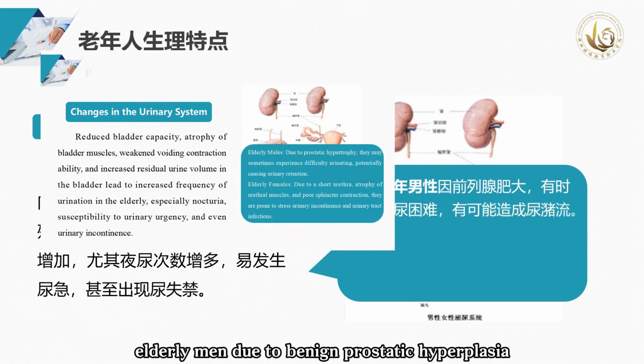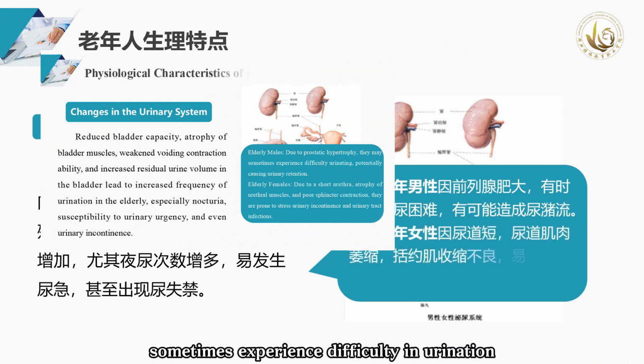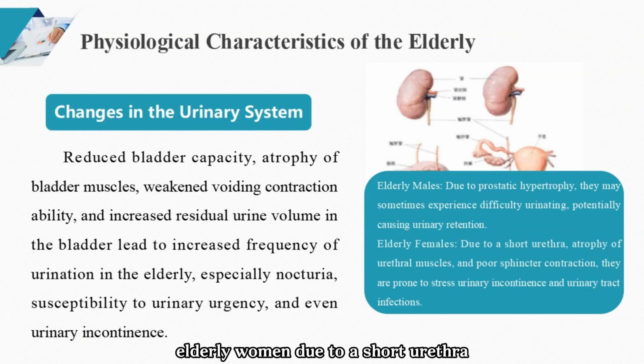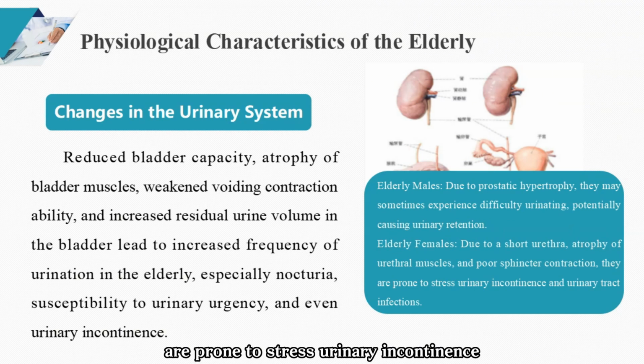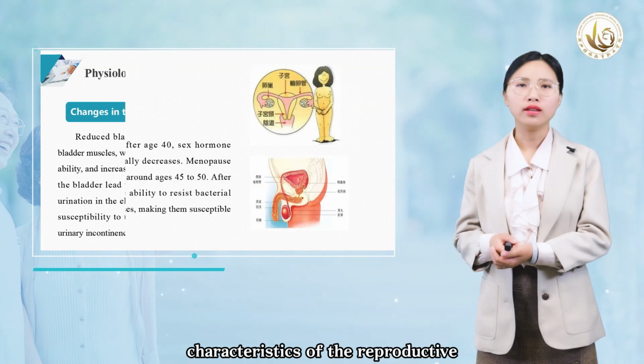Elderly men, due to benign prostatic hyperplasia, sometimes experience difficulty in urination, which may lead to urinary retention. Elderly women, due to a short urethra, urethral muscle atrophy, and poor sphincter contraction, are prone to stress urinary incontinence and urinary tract infections. Seventh, characteristics of the reproductive system.